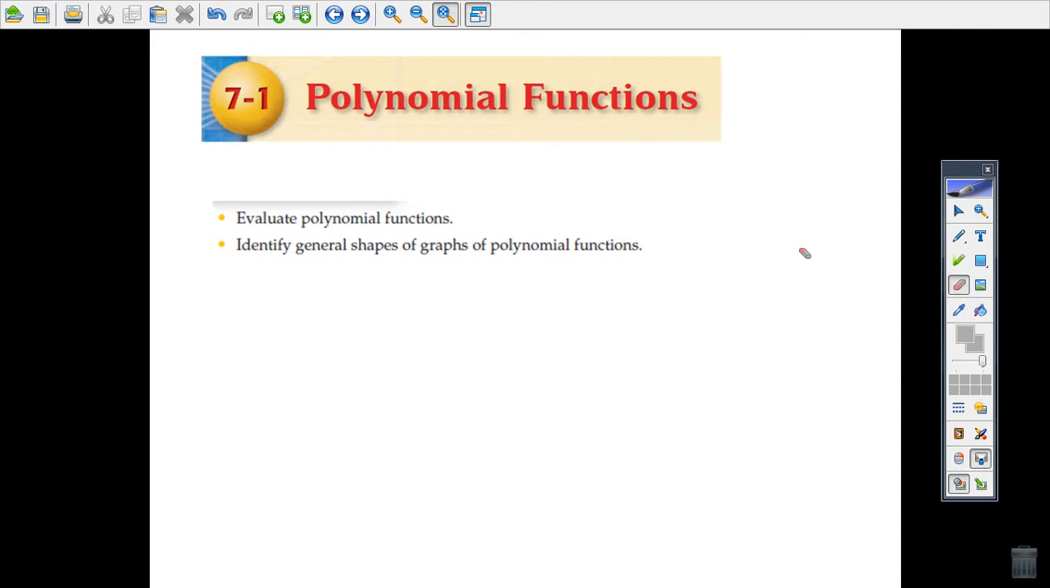We're going to evaluate polynomial functions, and we're going to talk about general shapes of graphs of polynomial functions. Some of this is review, some of this is new. But those are the two targets for today.